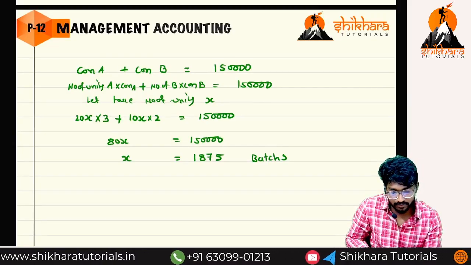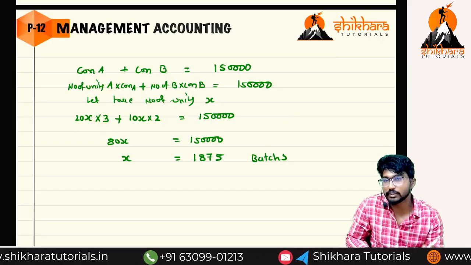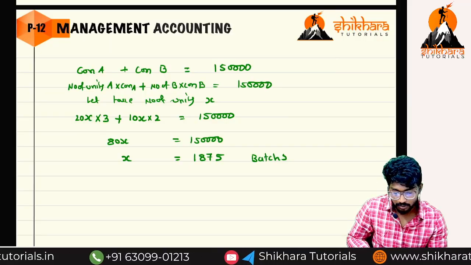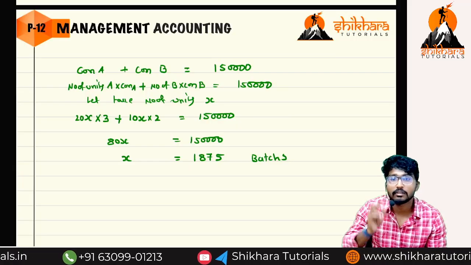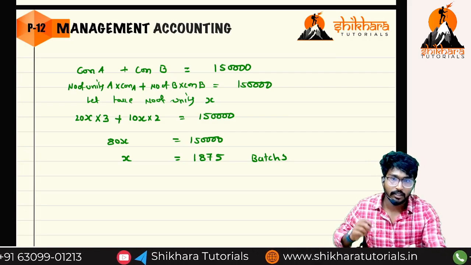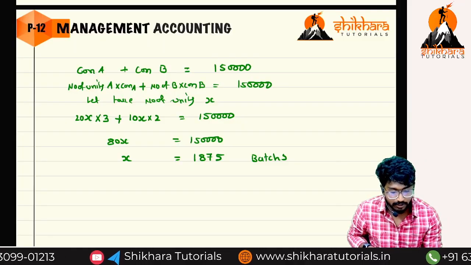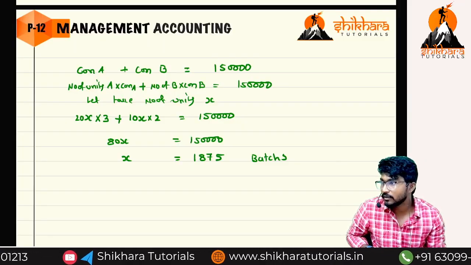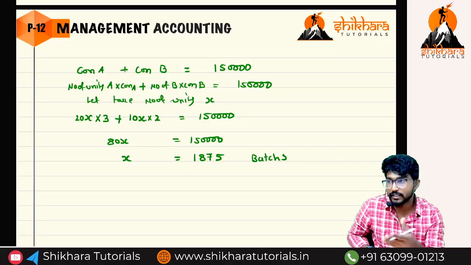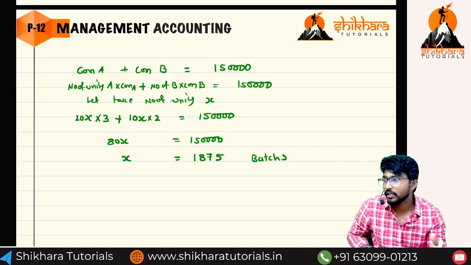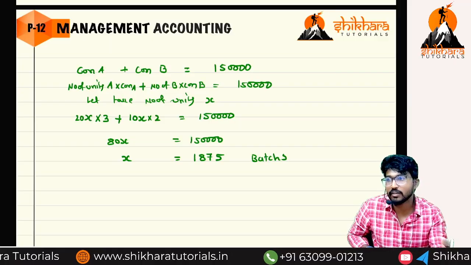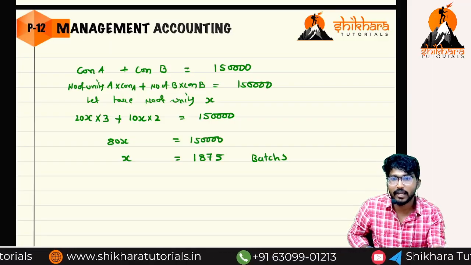Or if you divide it with 3, you will get it directly in units. Now 20X divided by 3, what? Here we have 1875 batches into 3 into 2, you will get the number of units of A and B we must sell to reach the break even point, or nothing but to recover the fixed cost of 1,50,000.